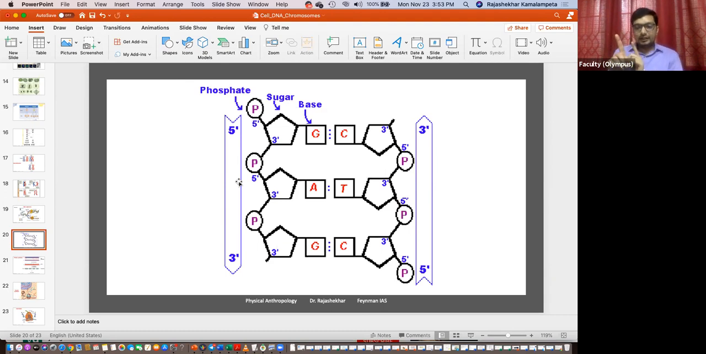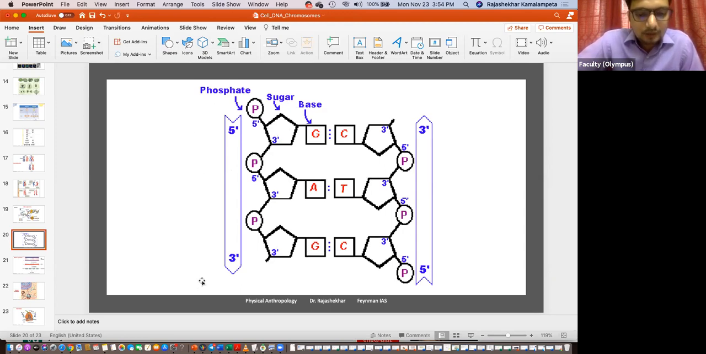And I was telling you both the DNA strands run in opposite directions. Actually, you are creating the opposite strand to the DNA, so it has to run in the opposite manner. If your template is always 3 to 5, your product is always 5 to 3. So this new strand has to run opposite, because this is the existing strand. Let's say you are creating a copy of this.